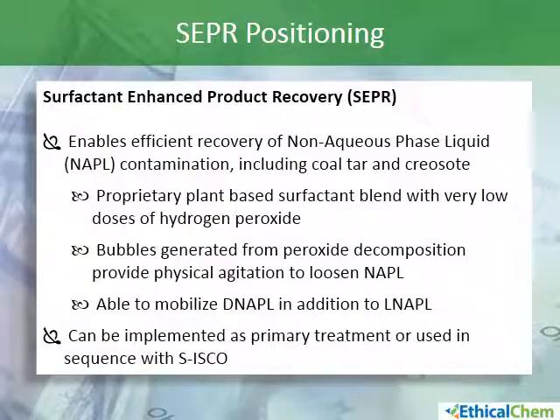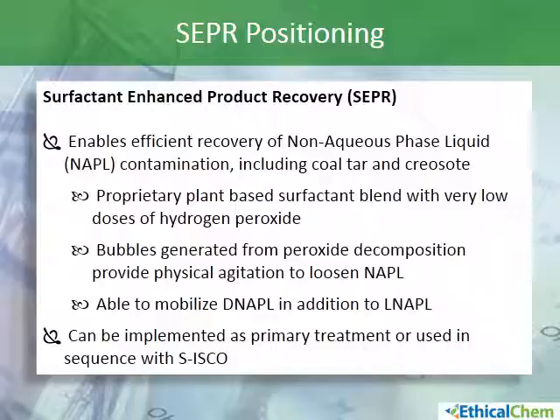The process involves a proprietary plant-based surfactant blend along with low doses of hydrogen peroxide, typically around 1%. And in this case, the hydrogen peroxide is not intended to be used as an oxidant, but rather it provides a physical advantage where the bubbles generated from the decomposition provide a physical agitation to help loosen the NAPL and help facilitate movement of the NAPL to recovery wells.